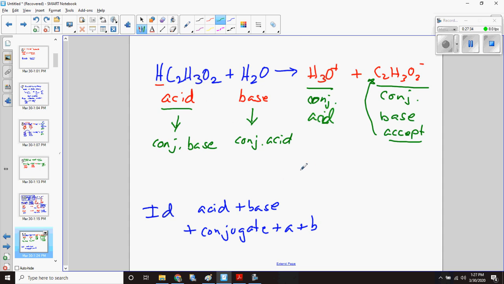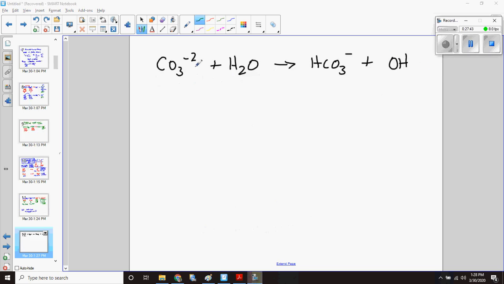So let me do one more example. I'm going to pick a different problem, and you're going to tell me what the acid, base, conjugate acid, and conjugate base are, all right? Okay, so here's a hypothetical problem. Imagine I start with a carbonate ion, and I react it with water, and end up producing HCO3 negative plus OH negative, all right?